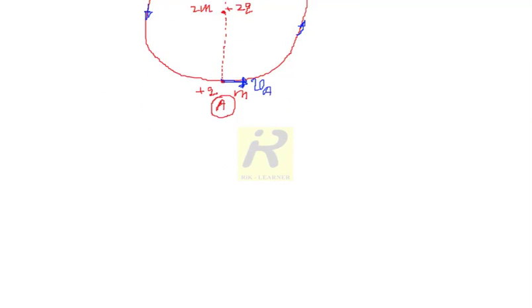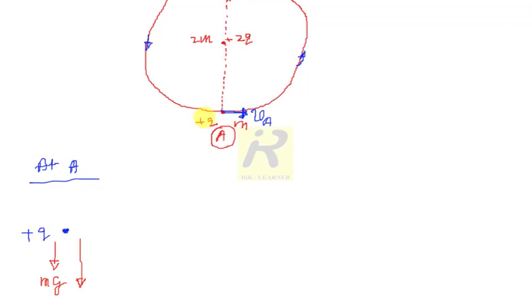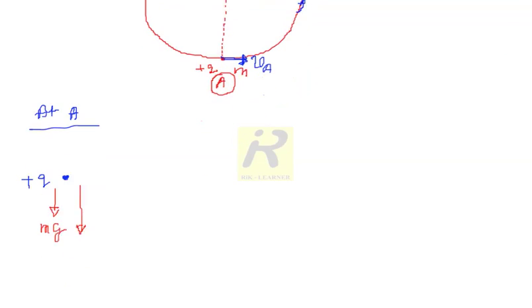Now I simply take two situations: one at A and another at B. Initially, let me say at A. What equations can I write here at A? The forces on plus q will be these. One is gravity as usual, so it is mg, and one more is the electrostatic repulsive force, because this charge is positive and this one is also positive. There must be repulsion between the two, right?